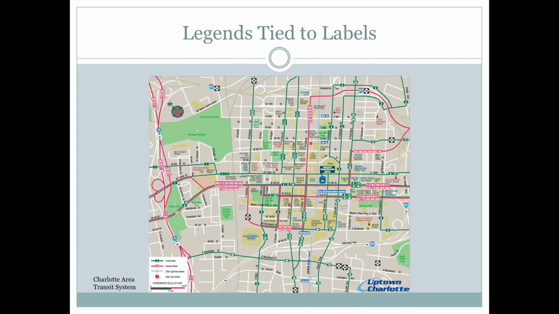And sometimes we try to tie our legend into our labels. So in this case, when we're looking at the Charlotte area transportation system, we can see that local routes are shown by green lines with little green boxes with numbers in them, and then express routes are shown by red lines with red boxes with white numbers. In both cases, the labels are white, but their background is either green or red, depending on whether it's an express route or a local route. And this makes it very easy to look at the map, see where the local routes are, see what number bus you would be looking for, and be able to find your way around very easily with this.